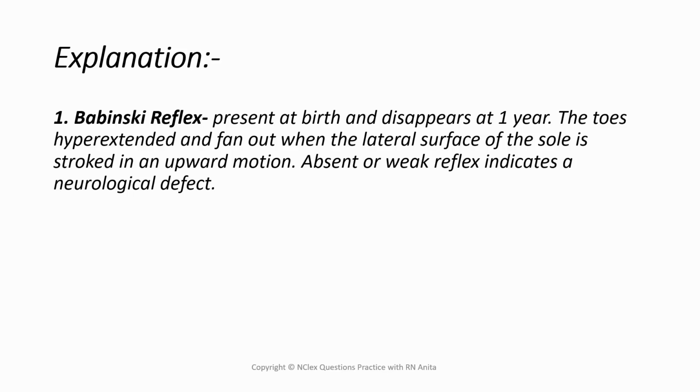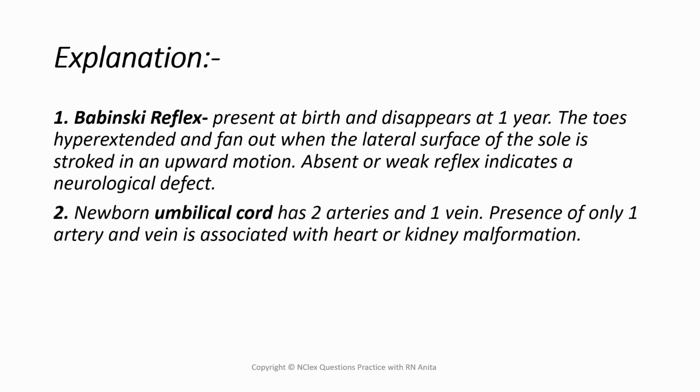So the presence of this reflex suggests normal neurological development in the baby. However, if this reflex is absent, then it indicates certain neurological defects. So one needs to be very careful while assessing a neonate immediately after birth. So option 2 is incorrect because the umbilical cord consists of 2 arteries and 1 vein. So the presence of only one artery and one vein is associated with certain abnormalities that might indicate heart or kidney malformation. So this option is excluded here.